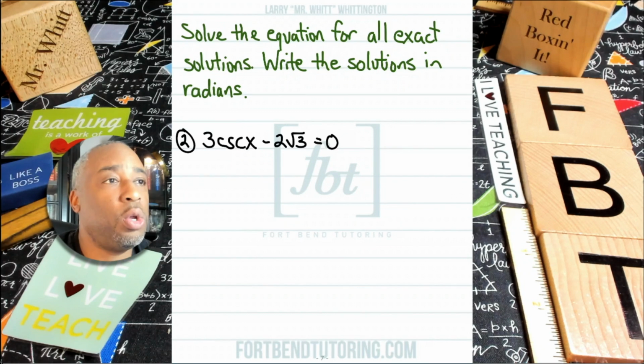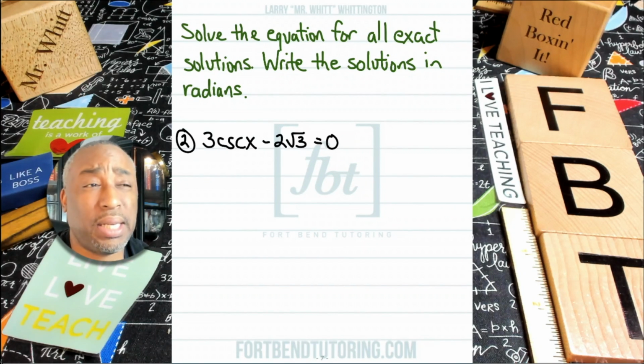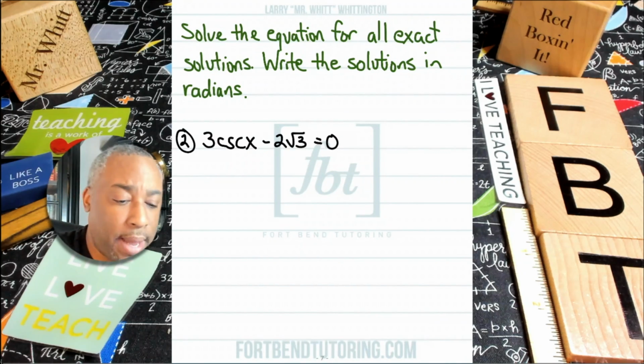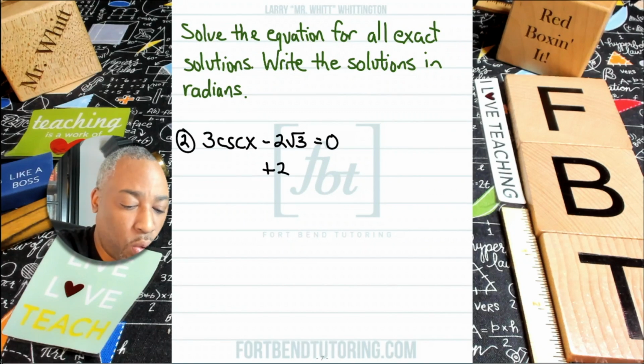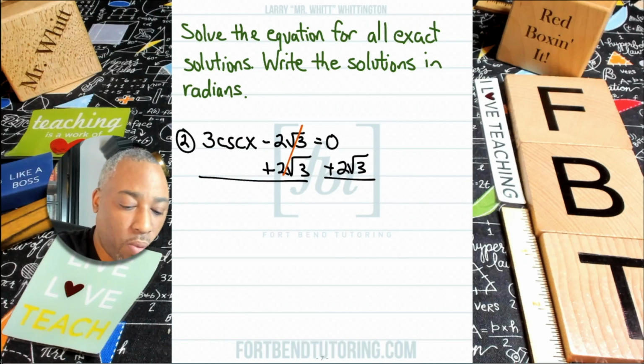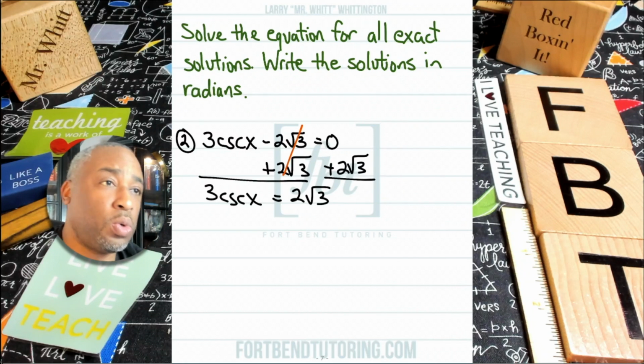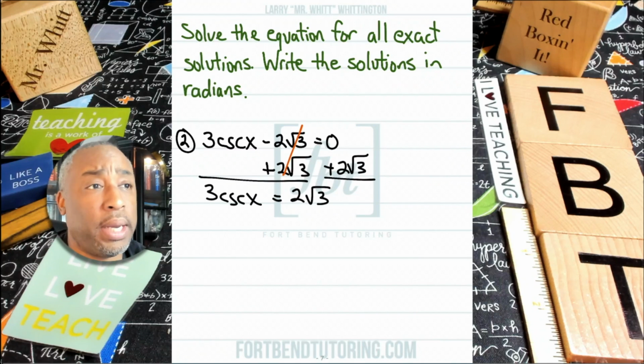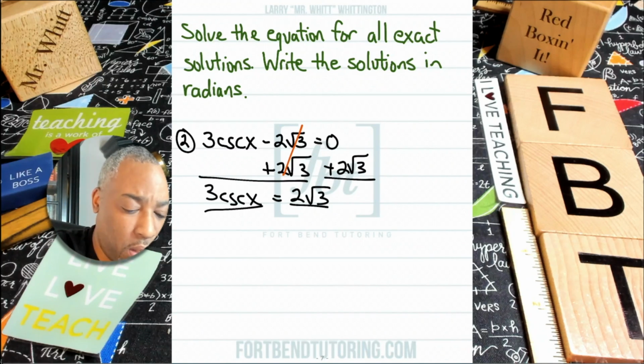That's very important. Your first step, guys, is going to be to isolate the term with the trigonometric function. So that means I'll be adding 2 square root of 3 to both sides of the equation. Your 2 square root of 3 terms will cancel out on the left side of the equation. Go ahead and bring down your 3 cosecant x. This is going to be equal to 2 square root of 3. In order to get the trigonometric function by itself, go ahead and divide both sides of the equation by 3, people.